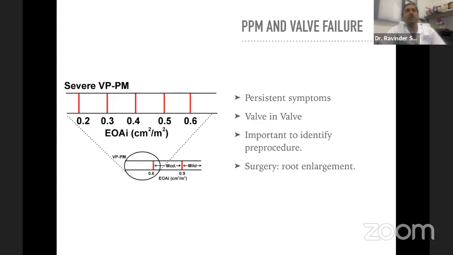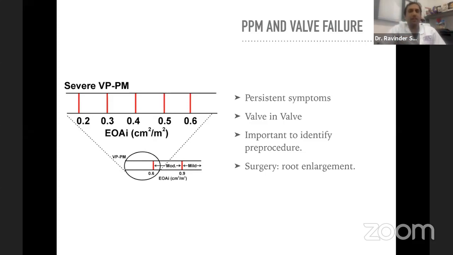Their dyspnea would be there. The LV reverse remodeling will not happen. They'll have diastolic heart failure. Also, the valve can degenerate faster. So I'm not going to show you here in detail, but what we can now do is we can tailor a valve to a patient's anatomy in such a way that the patient prosthesis mismatch can be avoided.